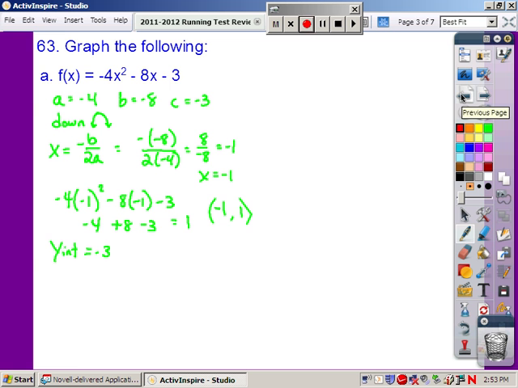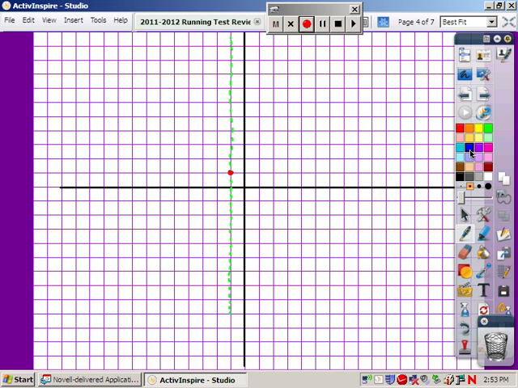And our y-intercept is at -3. So we can put that point on here. On the y-axis, where is -3, right there.